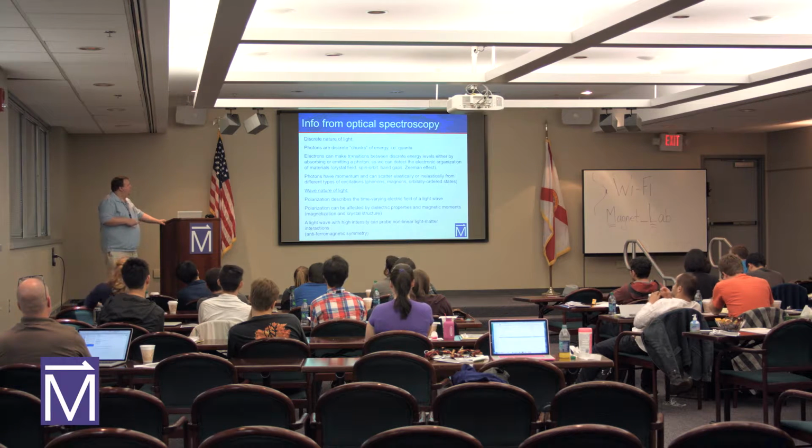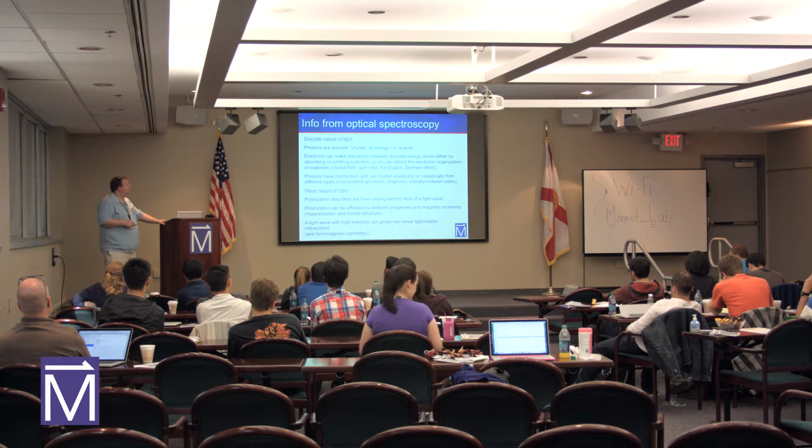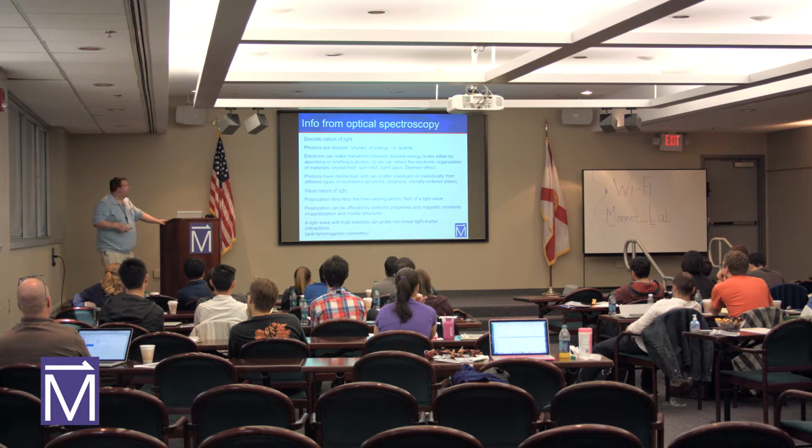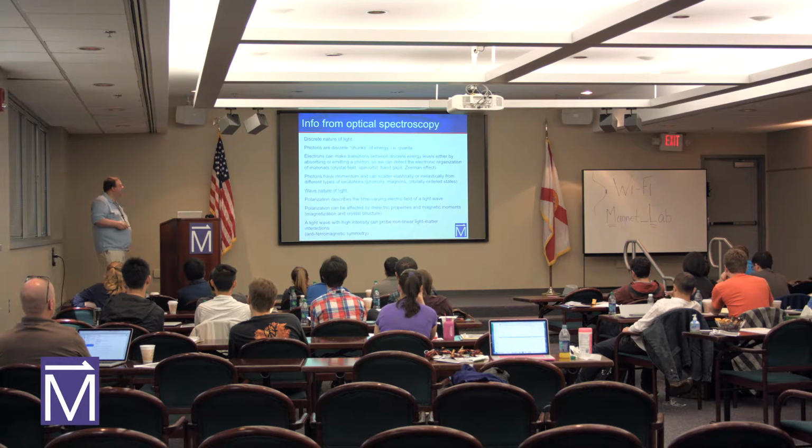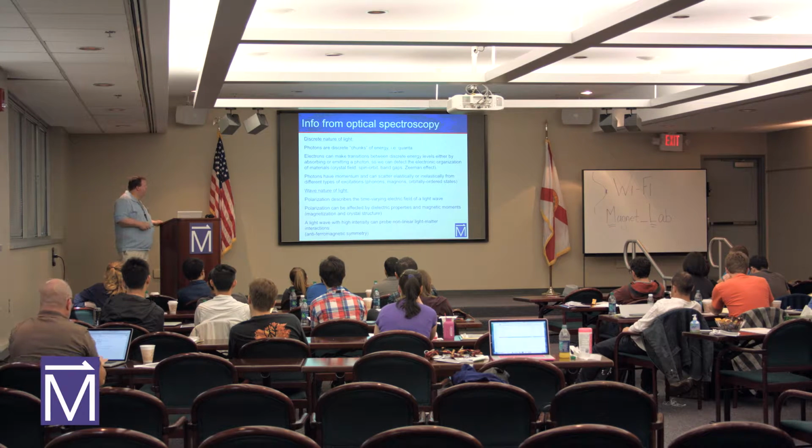So electrons make these transitions either by absorbing or emitting a photon, and so we can detect the electronic organization of materials. For solids, that can mean the crystal field splitting, spin-orbit transitions, band gaps, the Zeeman effect, if you apply a magnetic field. Photons have momentum also, and they can scatter elastically or inelastically. Again, this is Raman spectroscopy, infrared spectroscopy.